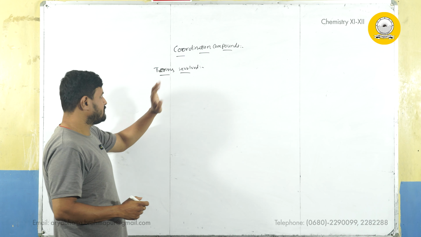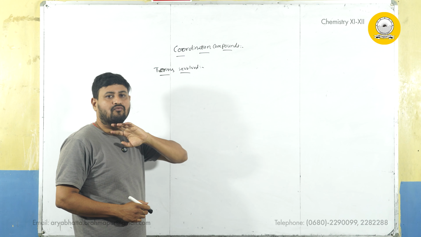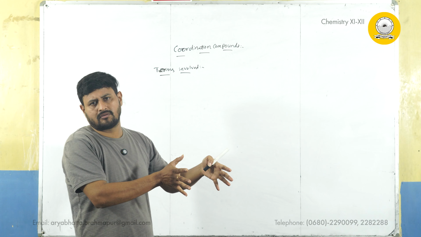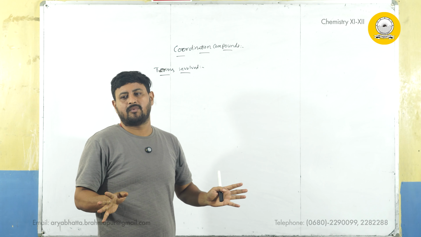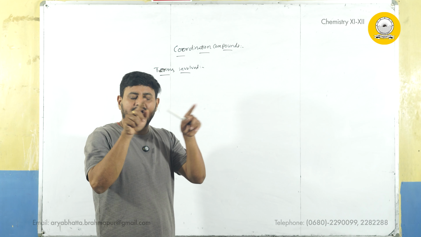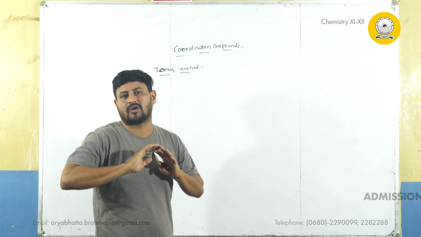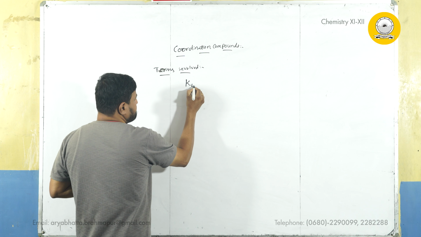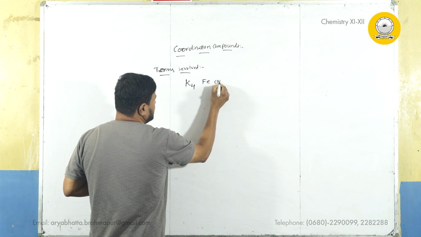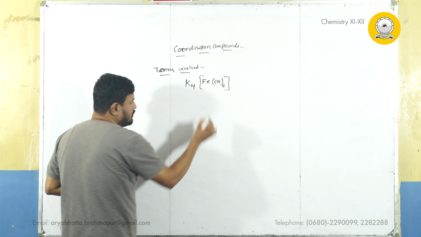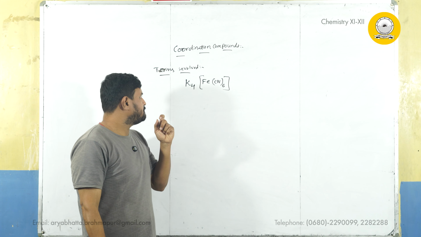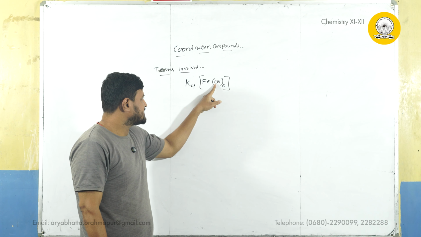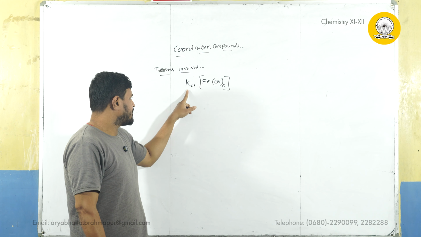Okay. First of all, terms involved. What is the terminology involved in the coordination compound? First of all, we already discussed what the coordination compound is. A non-ionizable part, which we can represent in a square bracket. The individual ions are not observed. Here I am taking one example, K4[Fe(CN)6]. Here what ions are observed? Potassium is there, iron is there, cyanide is there. Are you clear? Potassium, iron, cyanide.